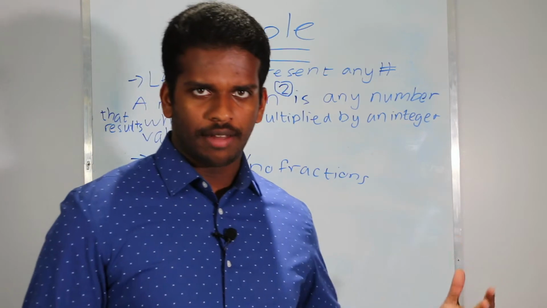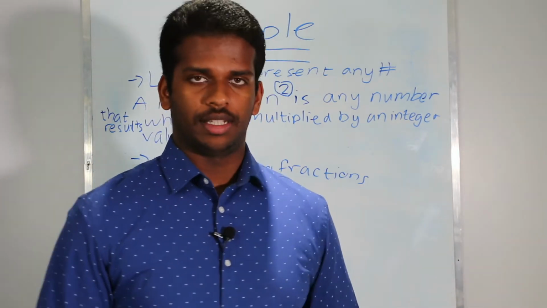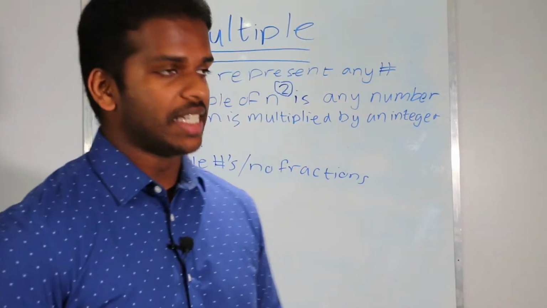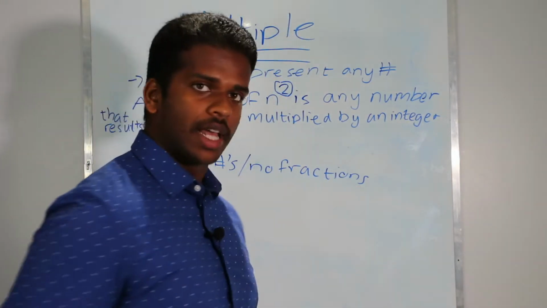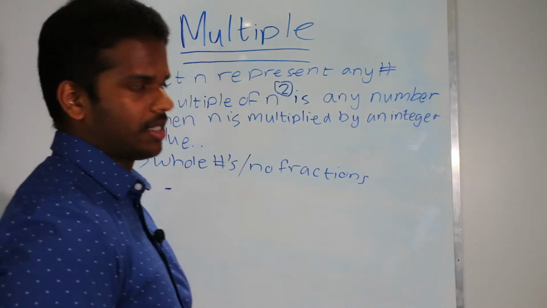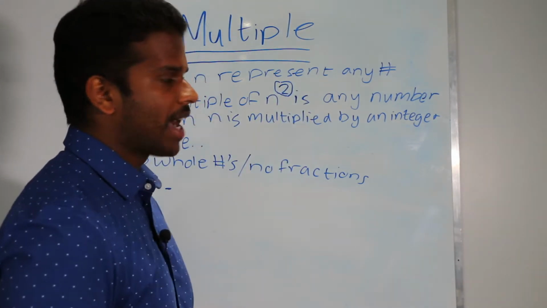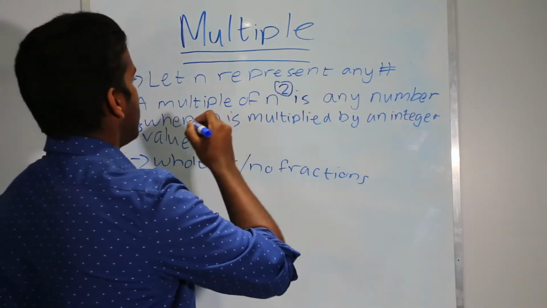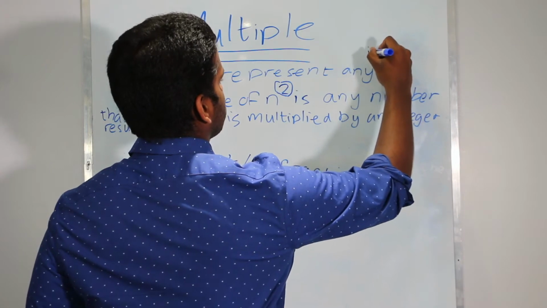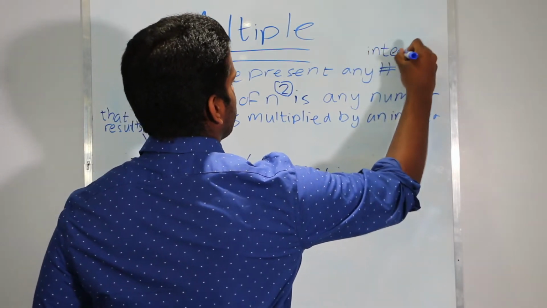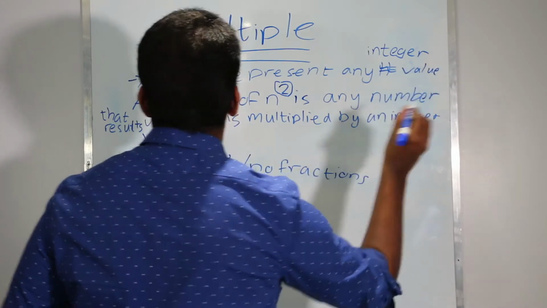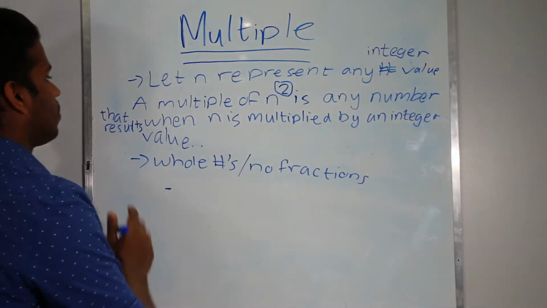This is probably a familiar concept to many of you, especially if you memorized the times table somehow, because I know it wasn't easy for me at first. So let's get to it. We'll use a similar definition to what we did with factors. So let n represent any integer value. We'll just say any whole number.